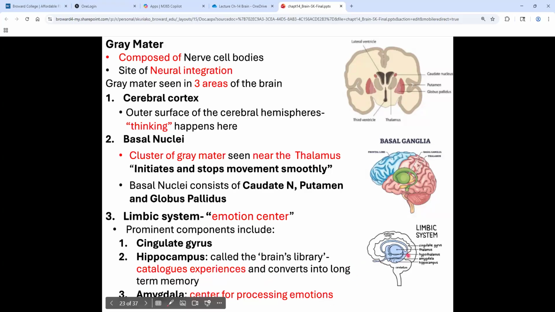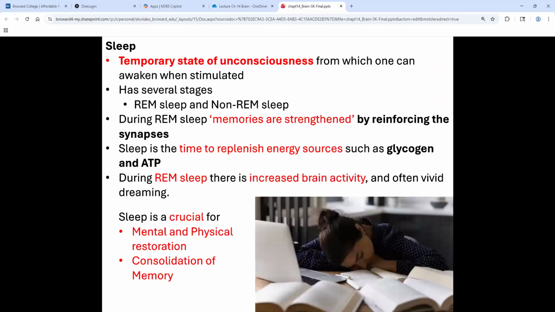And there's another area here, which is the amygdala. So this is the amygdala here. Over here, you can see this is the amygdala, the bottom of this C-shaped structure. And that's the center where emotions are processed.